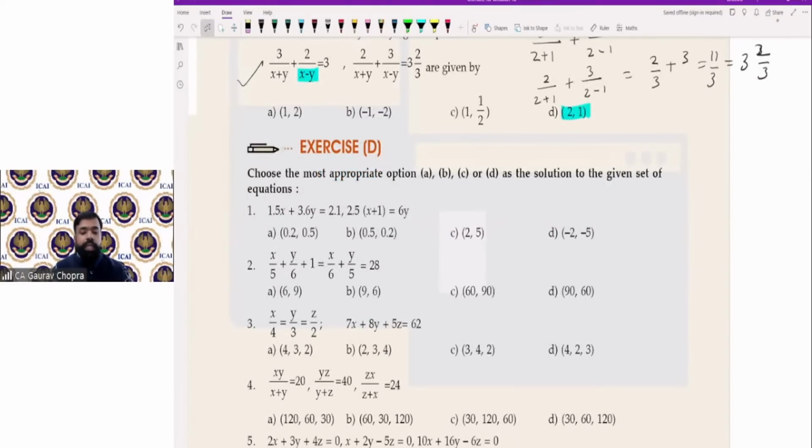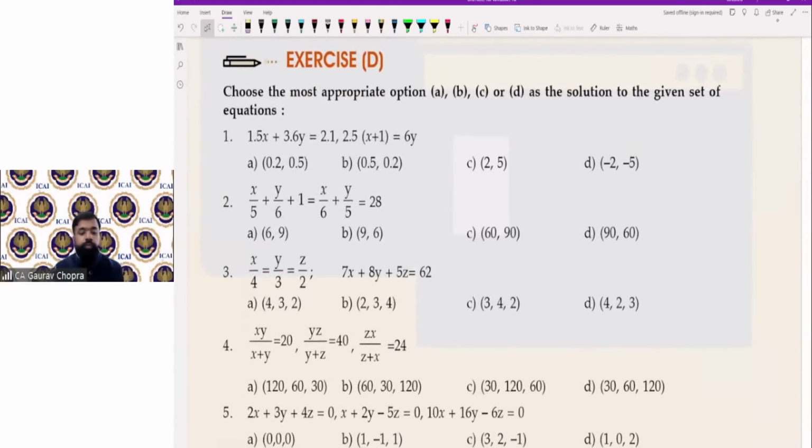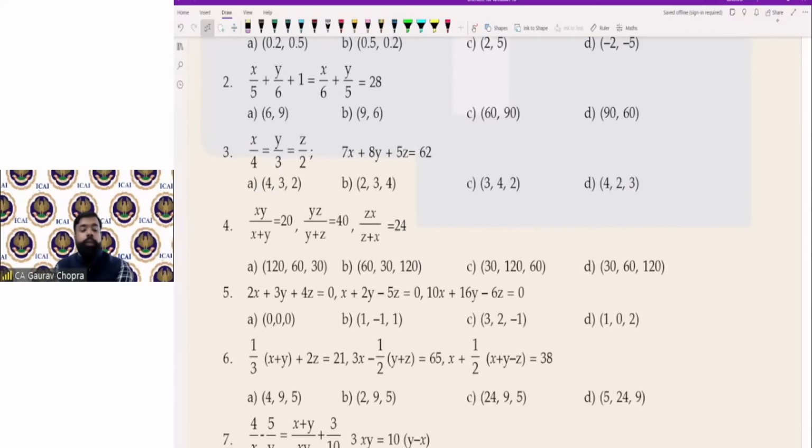So this was the 10th question. Now, exercise number D. It is an extension of this variety only. So let us try which one. Third one you can try. X by 4 equal to y by 3 equal to z by 2. All these three are equal.